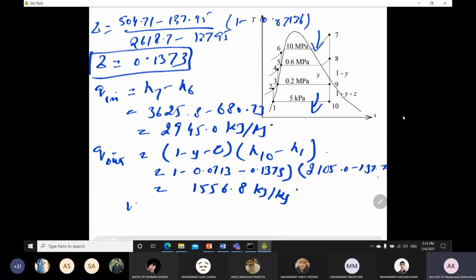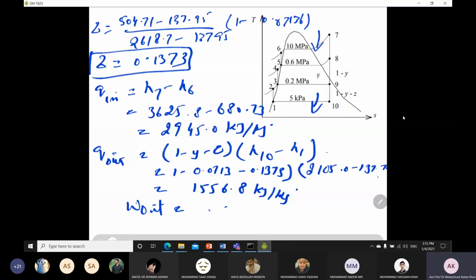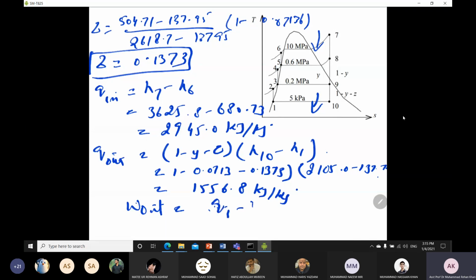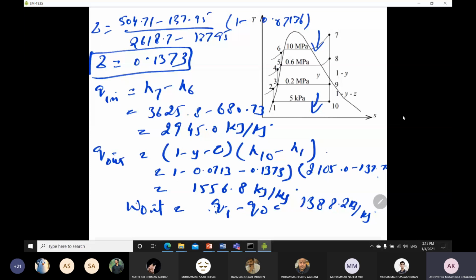Now we have to find the W net, because we have to find the power. We already know that if we multiply the work done by your cycle with your mass flow, you will get the power of your turbine, power of your cycle also. So W net is equal to Q in minus Q out. Q in is known to us, you just plug in the values and you will get 1388.2 kilojoule per kg. Now W net, you have to just save it.